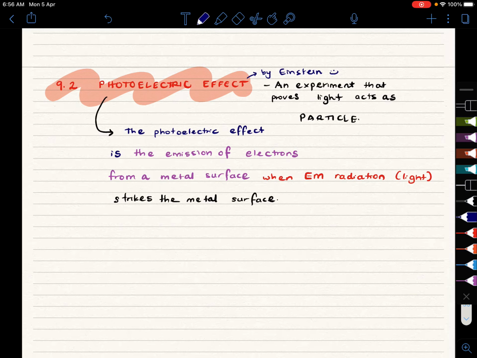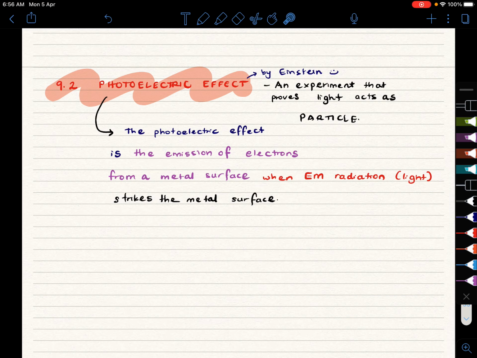Okay, kita akan sambung 9.2 iaitu photoelectric effect. So photoelectric effect ni adalah eksperimen done by Einstein and he actually won the Nobel Prize for it. So inilah eksperimen yang menyokong Planck yang cakap light actually moves something like this, okay? It's in packets, ataupun kita panggil dia sebagai photons lah, okay? So it actually behaves as a particle sebab bentuk dia memang dalam packets macam tu, okay?